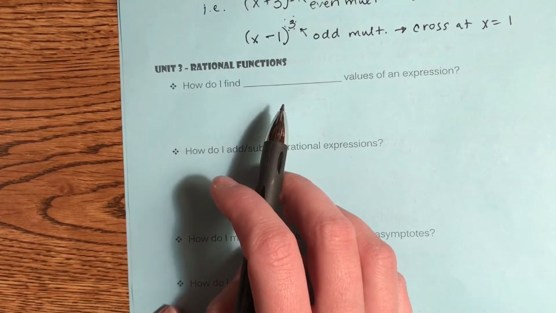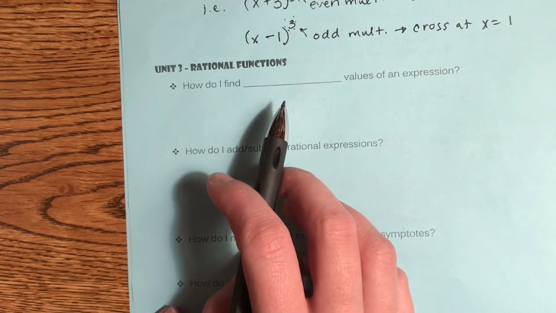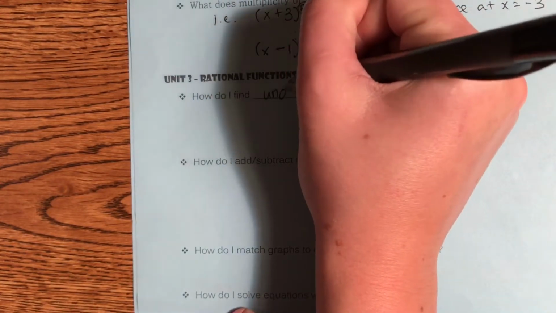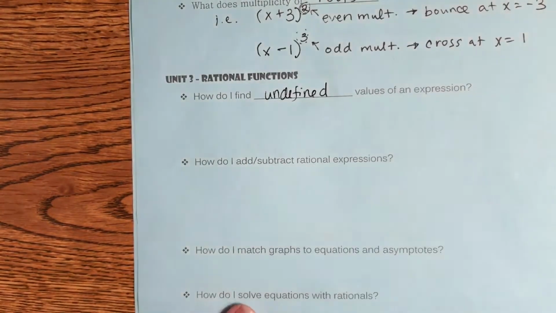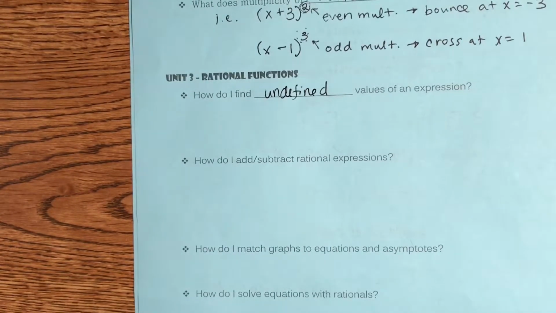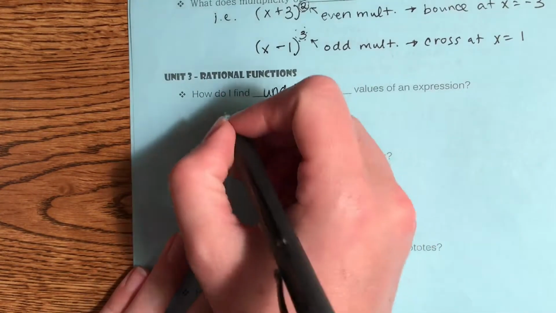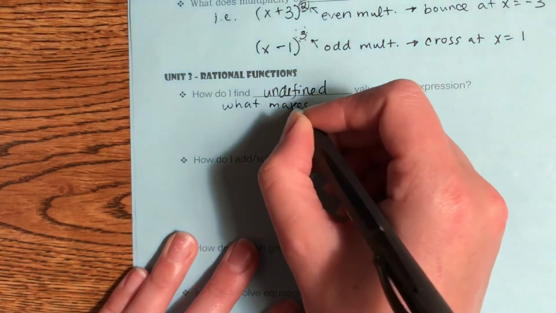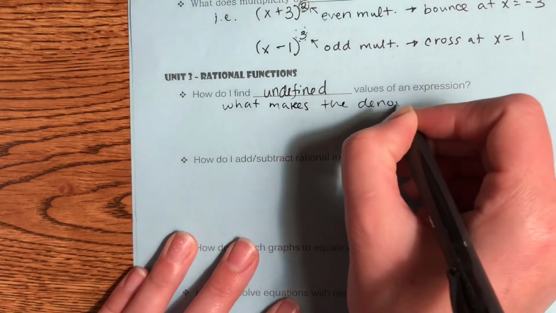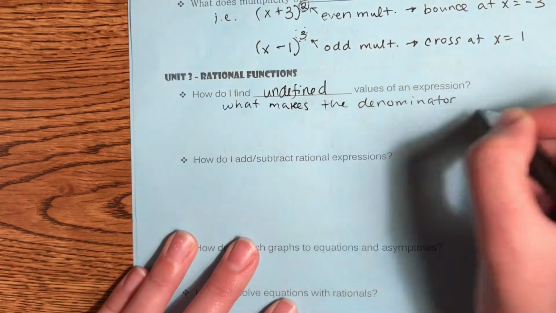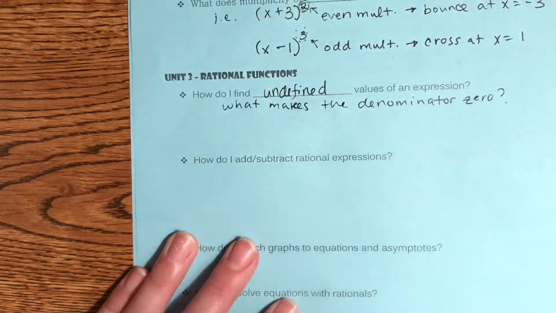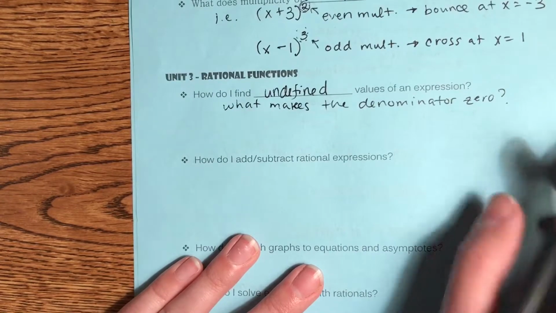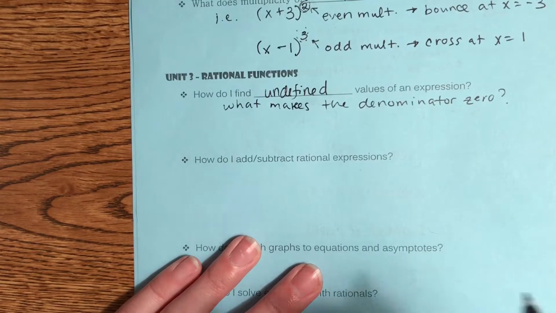undefined values, you have some asymptotes because of the fact that you cannot divide by 0. So we asked, how do I find undefined values of an expression? That would be another way of finding the asymptotes. That is basically asking what makes the denominator 0? Because we cannot divide by 0. So that's where it's undefined or it's unknown.